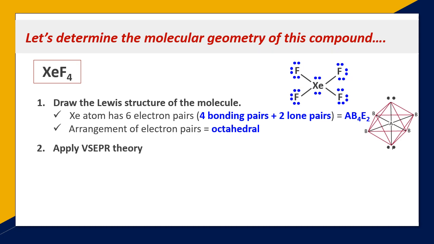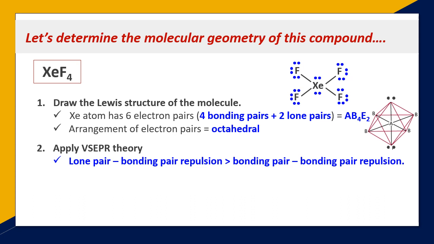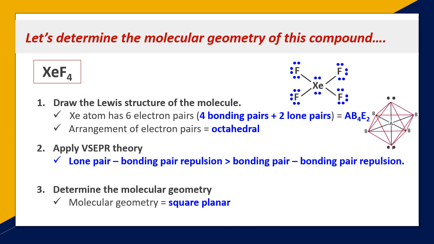Then apply the VSEPR theory. According to the theory, the lone pair-bonding pair repulsion is stronger than the bonding pair repulsion. Therefore, it determines the molecular geometry for the molecule. The molecular geometry for the molecule is square planar with a bond angle of 90 degrees.